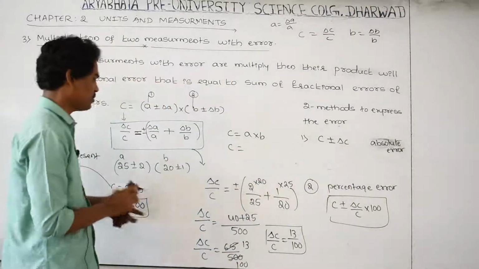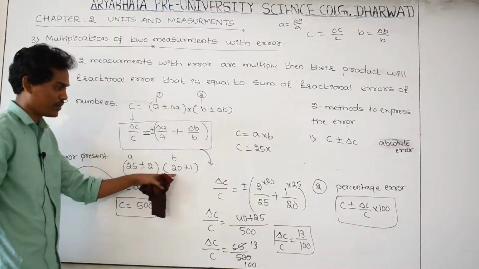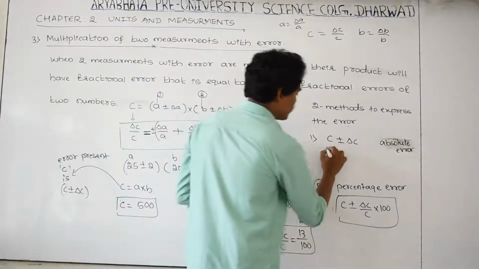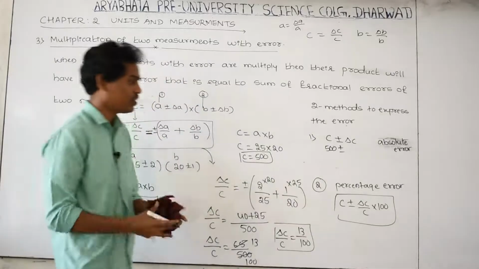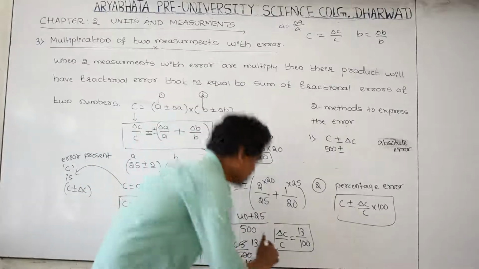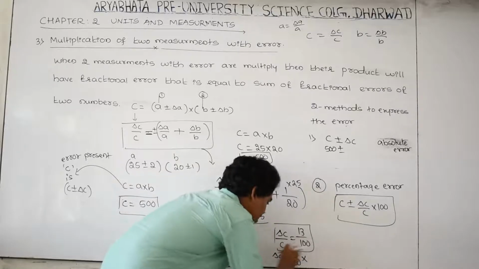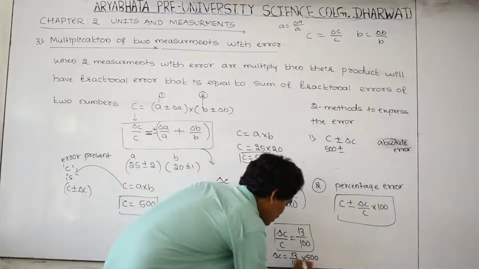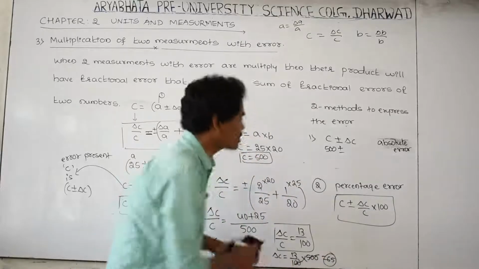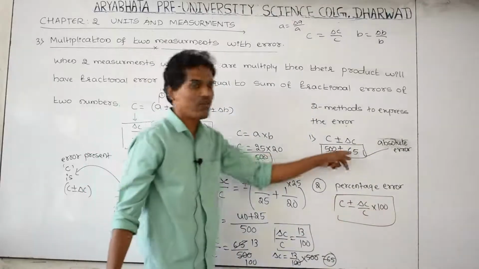What is C? Let us take A is 25 and B is 20. C is equal to 500. So C is 500 plus or minus delta C. From the value above you can find delta C. Delta C is 13 by 100 into C, where C value is 500. Then 0 0 get cancelled, 13 into 5, 65. Delta C is equal to 65. This is in the form of absolute error.